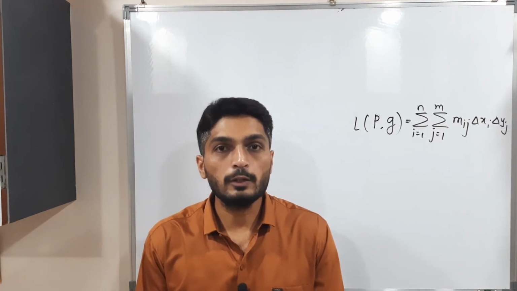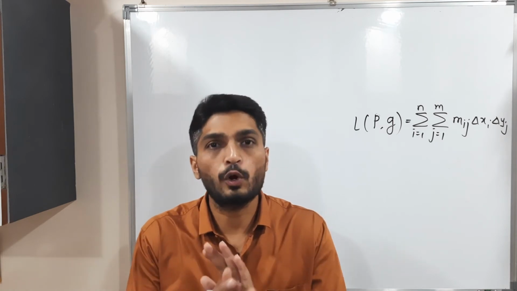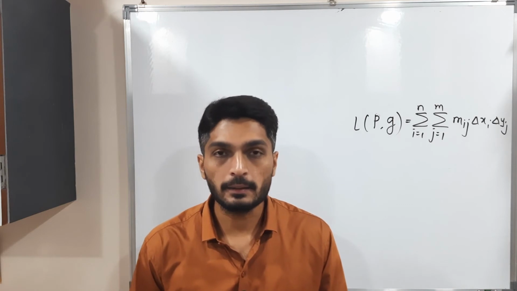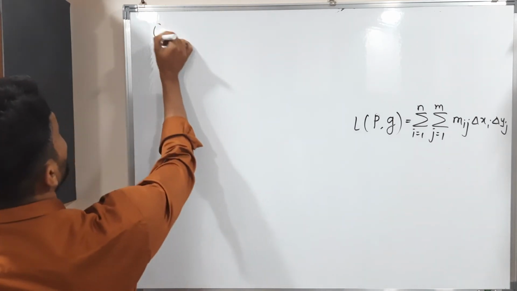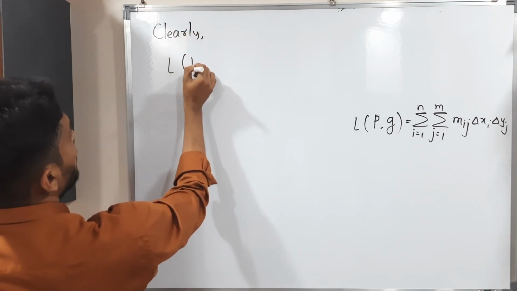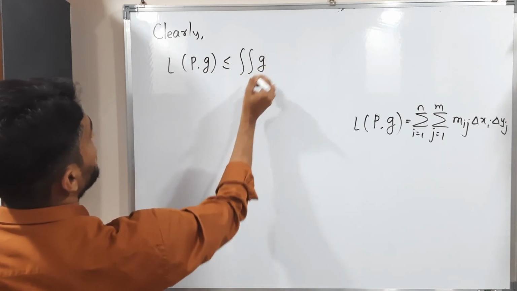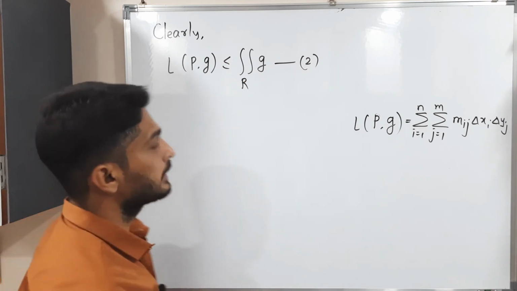After defining lower sum, normally we define upper sum, but it is not required in this proof. Okay, so what will I do? I will skip that part. But the very important thing I am going to write, that is clearly the lower sum L(P, g) is always less than or equal to the actual integral of g. This I will call inequality number 2.